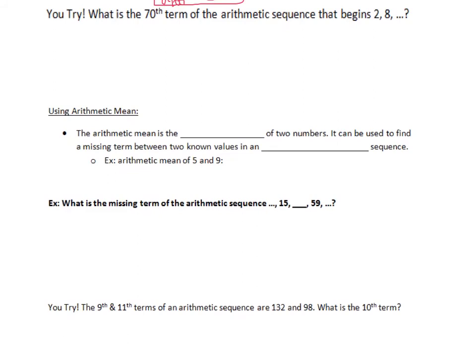Using arithmetic mean. So the arithmetic mean, I'm sure some of you already know that mean means average. So it's the average of the two numbers. It can be used to find a missing term between two known values in an arithmetic sequence. So for example, the arithmetic mean of the numbers 5 and 9, well, we would add them together, and to take an average, you divide it by 2. So 5 plus 9 is 14 over 2, and 14 over 2 is 7. So the arithmetic mean would be 7.